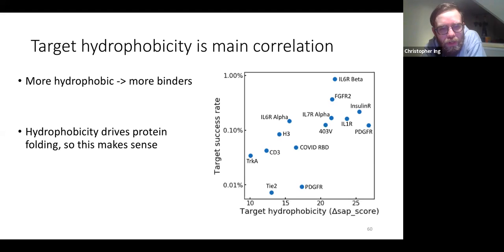What's the turnaround time if you had a new target? I guess there are all these factors about experiments, but from beginning to end, what's the workflow looking like to get to binders from the target?